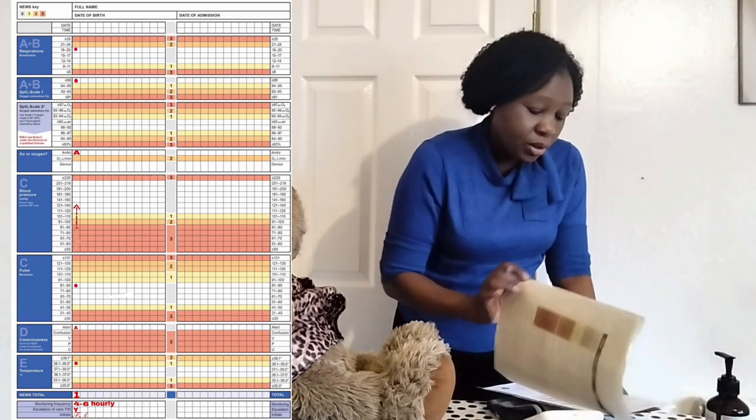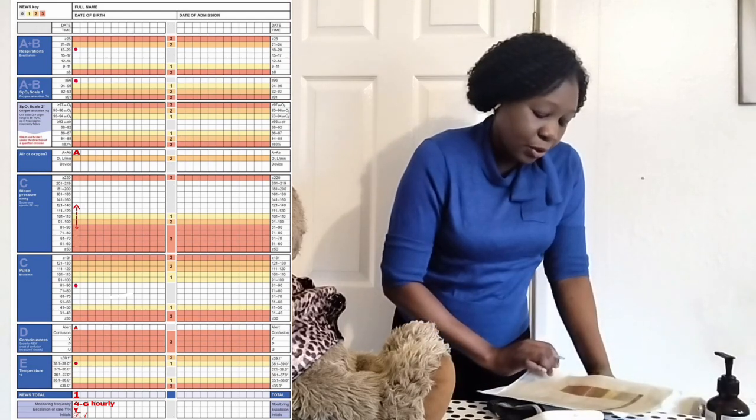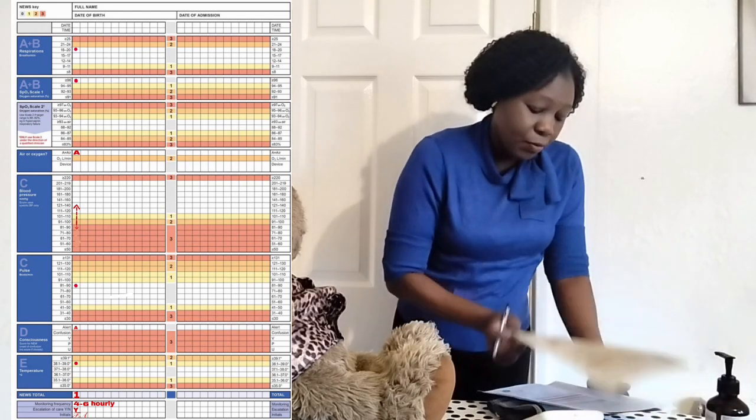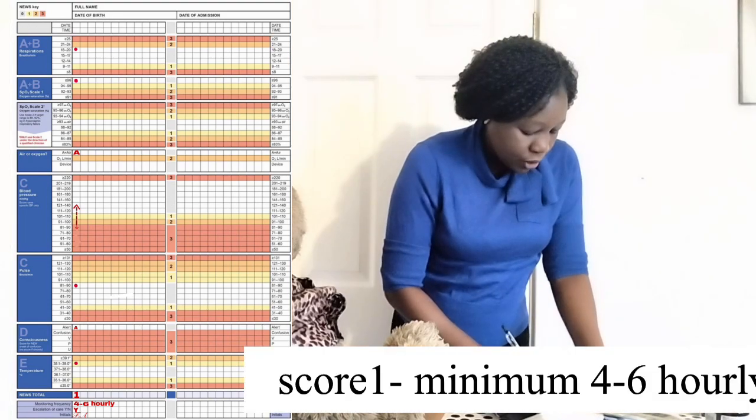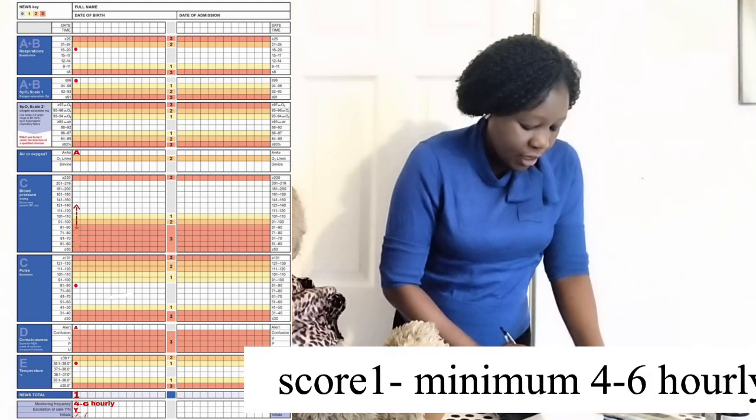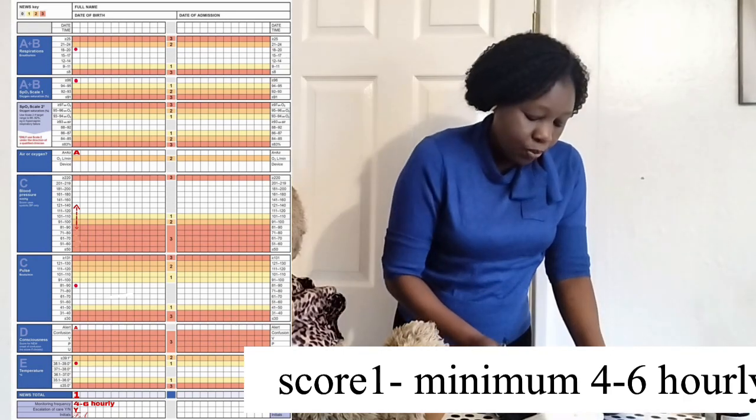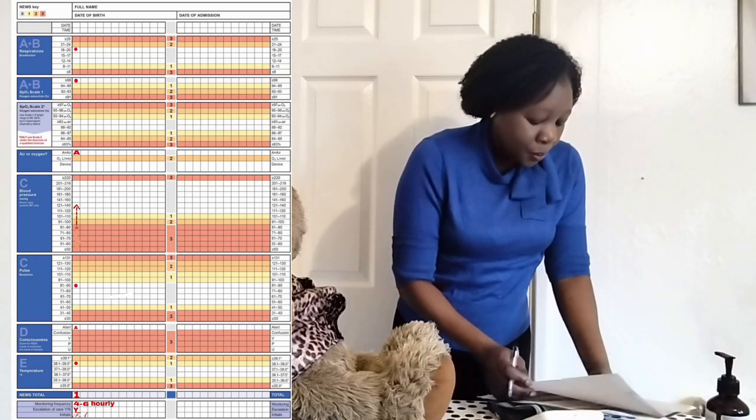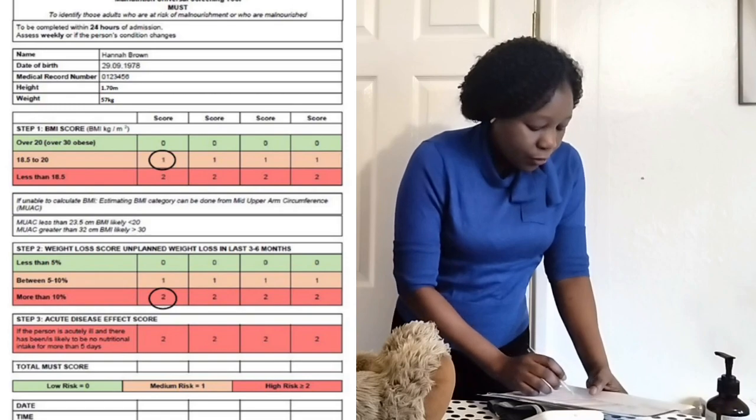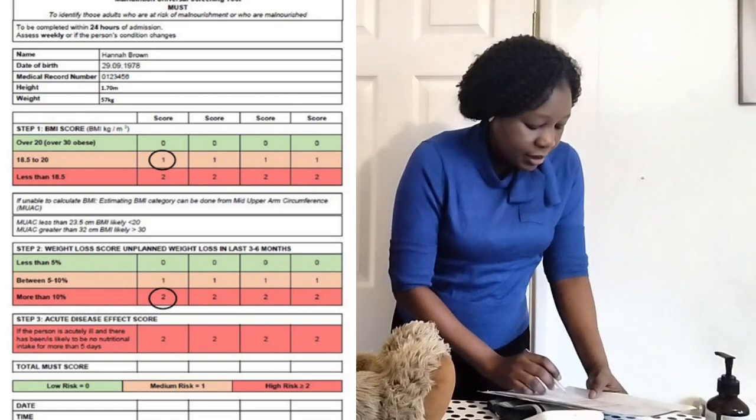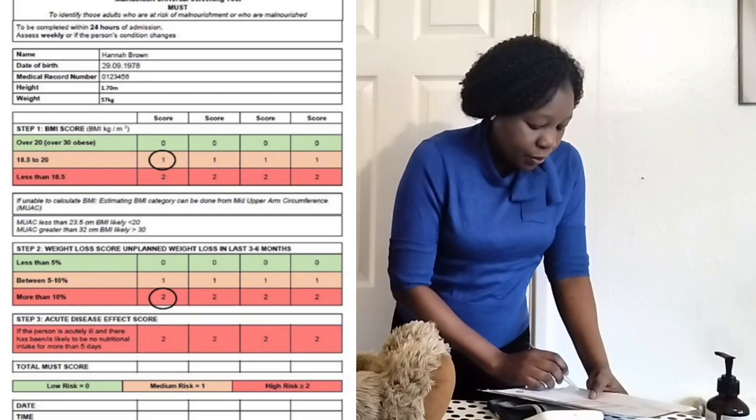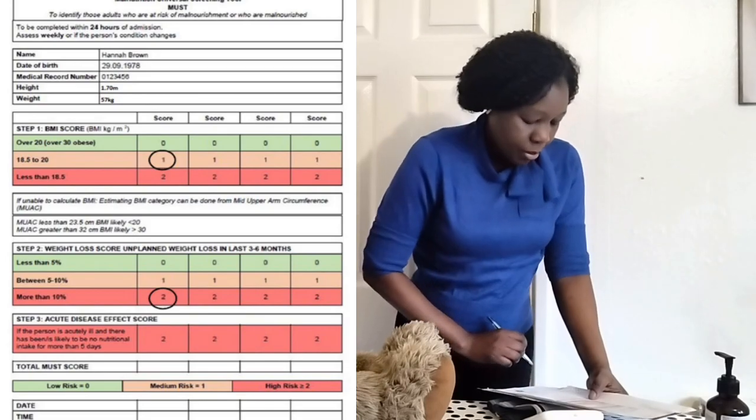Monitoring frequency, I turn to the back of the chart. The monitoring frequency for a score of 1 is minimum 4 to 6 hourly. So 4 to 6 hourly. Escalation of care, yes, I'm going to escalate. I put Y, and I put my initials as well. And for the MUST chart, is a total MUST score of 3, so I write 3. The date, I write the date. I put the time as well, and I put my signature.